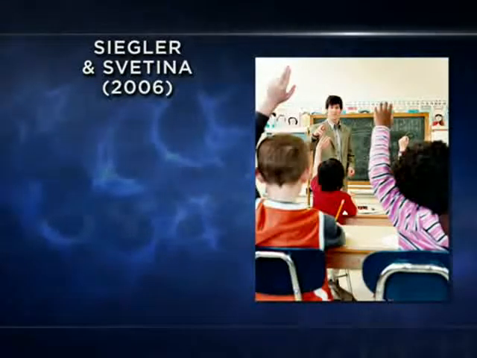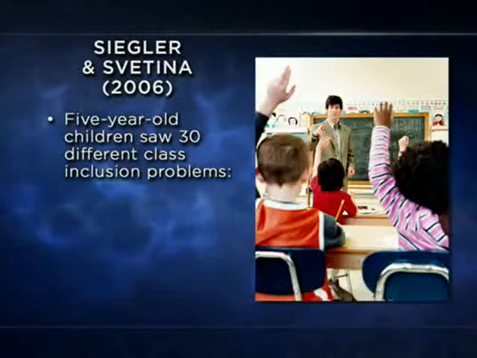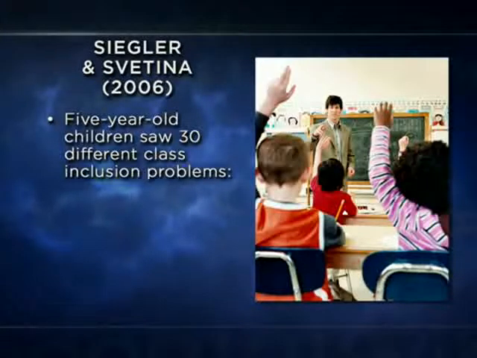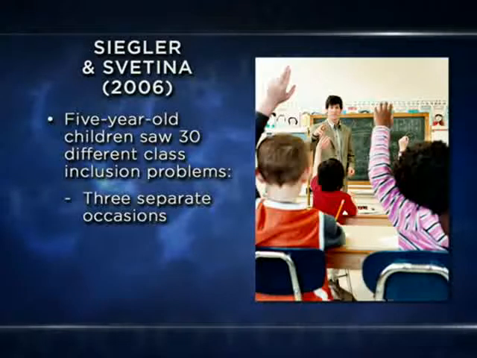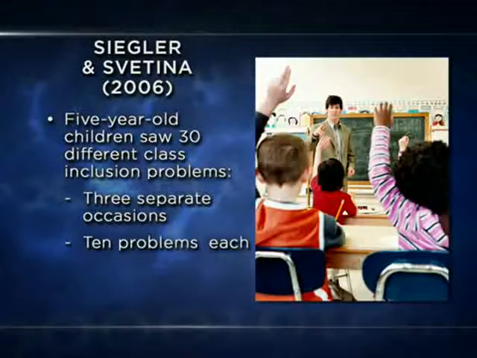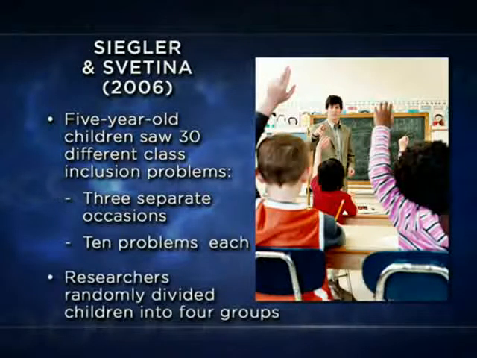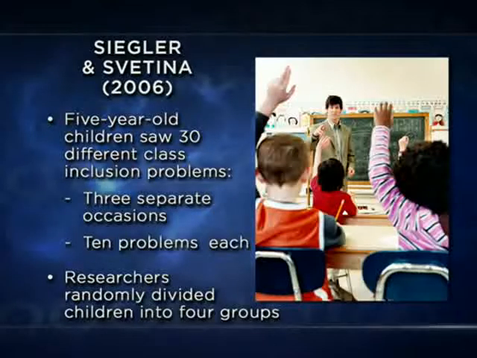As we saw in the example, a logical strategy is more efficient. You don't have to do any addition. In this study, 5-year-old children saw 30 different class inclusion problems like the one I just told you about. They saw them on 3 separate occasions, so on each occasion, the kids would see 10 problems. The researchers randomly divided the kids into 4 different groups. One group received explanations about why they were getting it wrong. And remember, these are 5-year-olds, so they get the problems wrong.